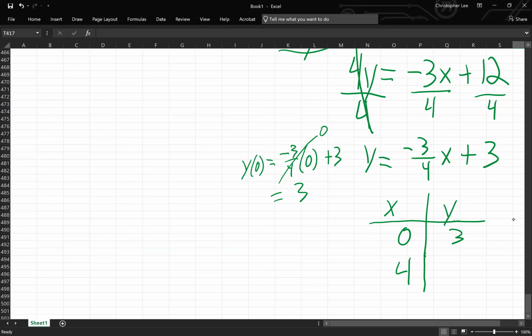But what happens when I plug in positive 4 over here? Let's say y of 4. This becomes negative 3 over 4 times 4 plus 3. The 4s will cancel out, so now all I got is negative 3 plus 3. Take out your calculator. What's negative 3 plus 3? It's 0. And that's it. You plot them 2 points and we done.